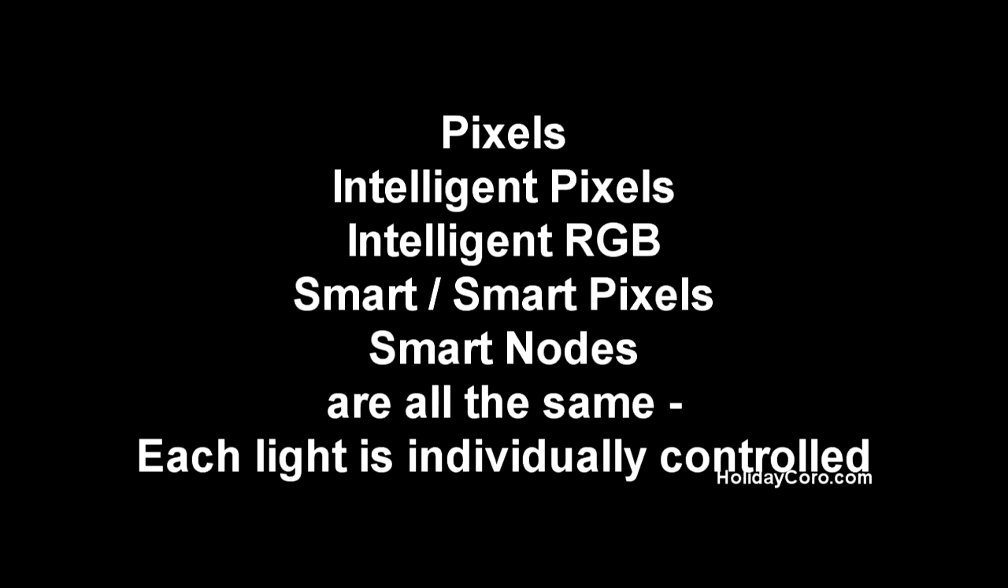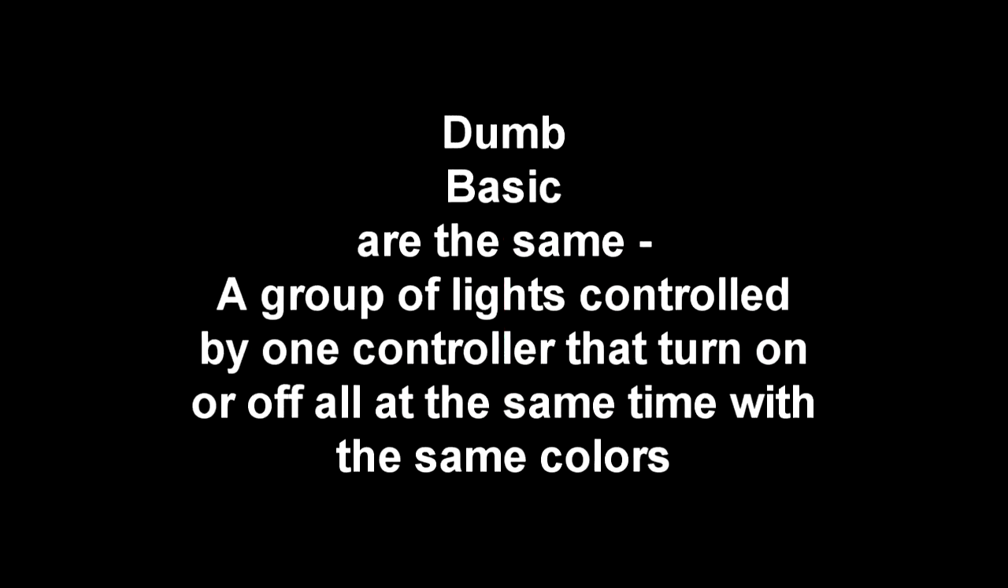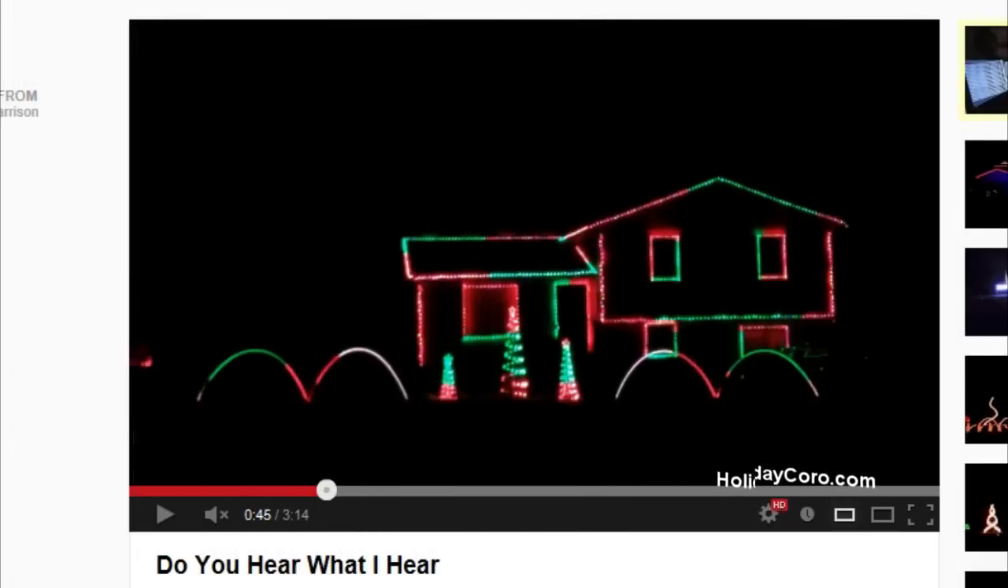Now, there are also basic or dumb RGB, and that is where you control a single line or length of RGB lights as one color. So for example, you may have 10 lights on a string and they will all turn red at the same time. You cannot control each individual one directly. Those will be referred to as dumb RGB.